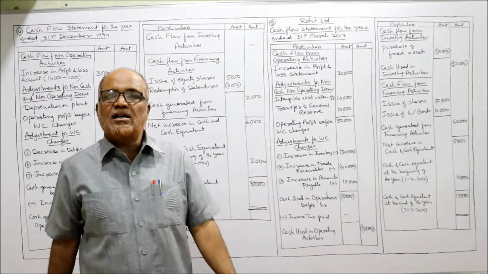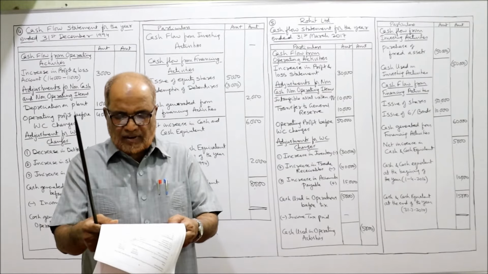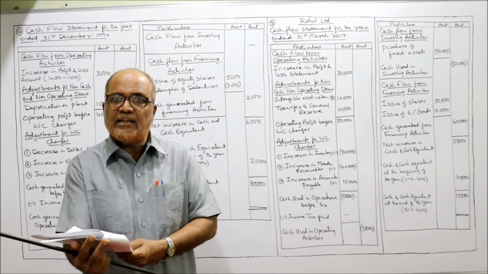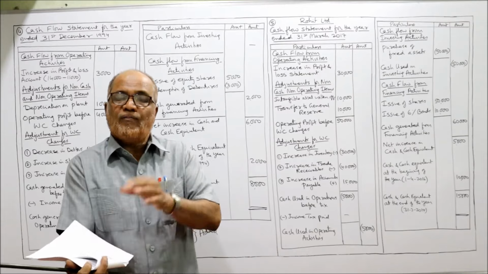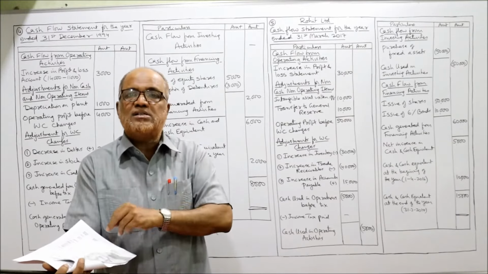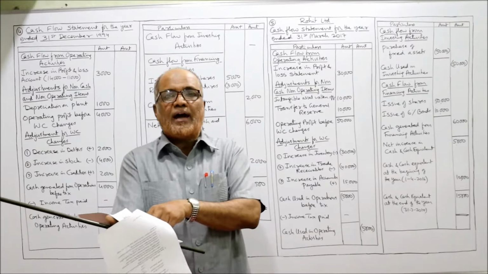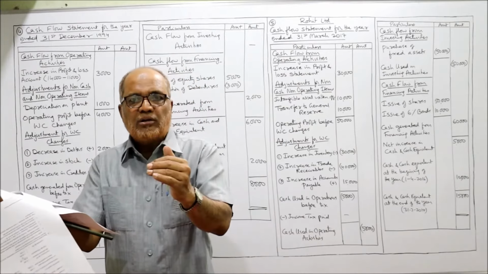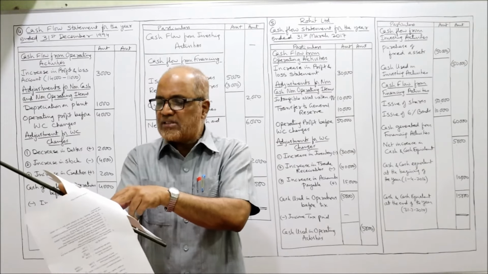Then second, reserves and surplus. Last year was 80,000 and current year it is 1,20,000. So first of all we want to know what the components of these reserves and surplus are. In the notes to accounts that is given in the problem, below the balance sheet, notes are given. In that notes you can find reserves and surplus.